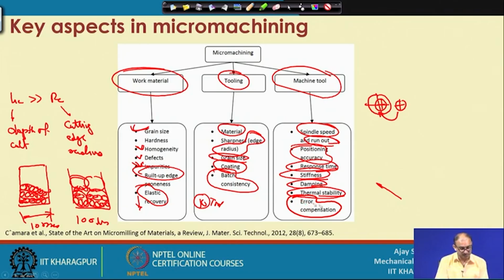Other than temperature compensation, there are different sensors available which will also do position compensation, even if there is some type of deviation. So, our focus is on the workpiece material. You cannot cut any material in micro machining, you cannot use any tool for micro machining, and you cannot use any machine tool for micro machining. So, you need a specific combination of all three components, and only then is machining at micro scale possible.